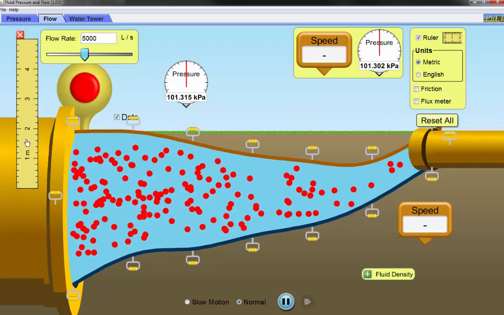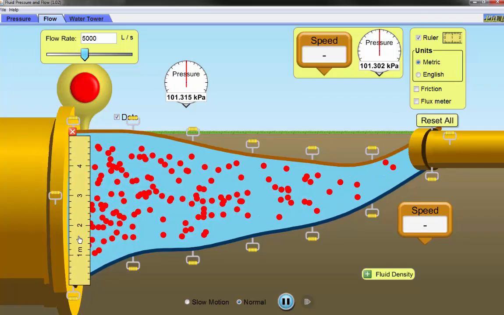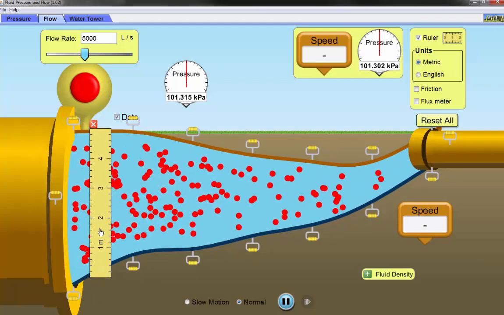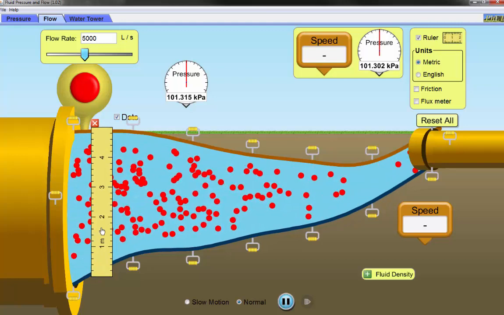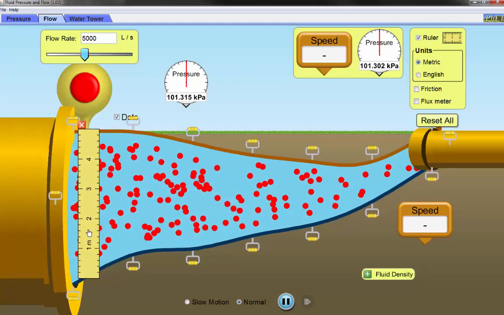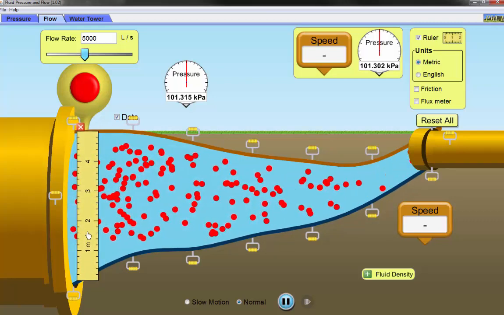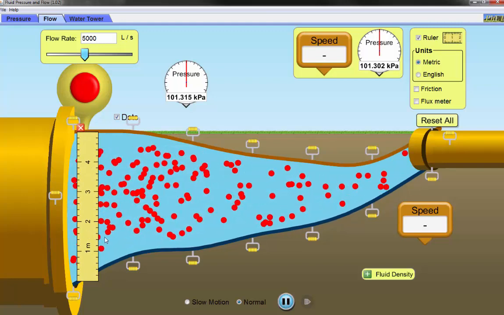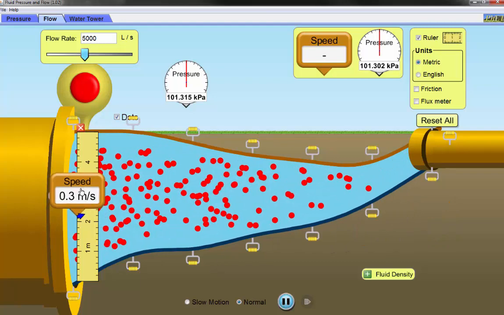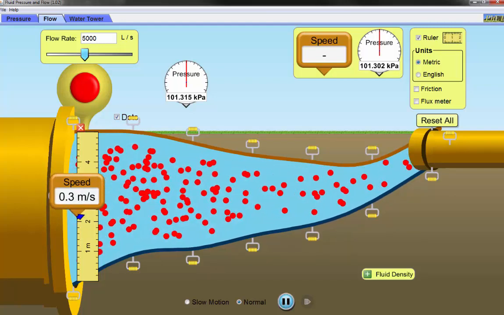Let's see what the difference in size is, by the way. So this tube is more than 5 meters across. So we'll try to find where it's 5 meters across. Maybe about here. It's 5 meters across. And here the speed is about 0.3 meters per second.